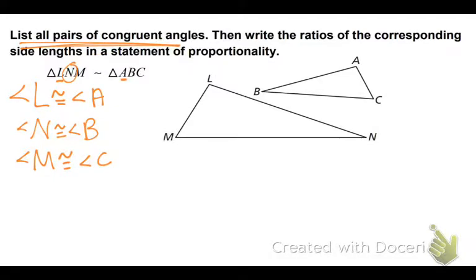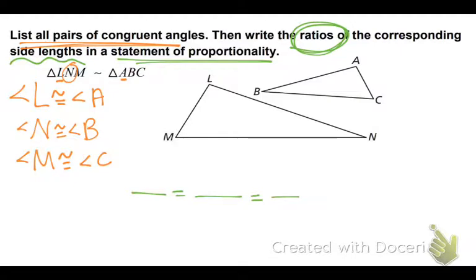Make sure you read the directions on your quiz, because I already saw a lot of people skip some of this question. It says then write the ratios of the corresponding side lengths in a statement of proportionality. So first off, what does a ratio look like? A fraction. So we're writing the fractions of the side lengths in a statement of proportionality. So what that meant was you made three fractions because there are three sides.